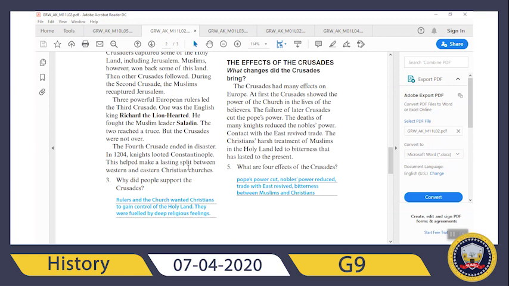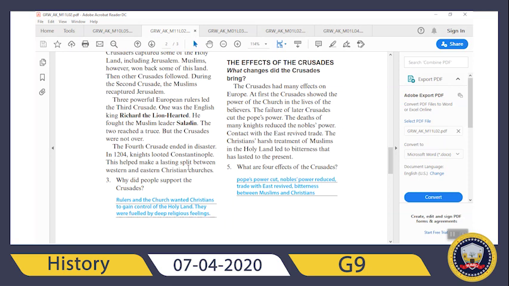So in 1204, the knights looted Constantinople, and this helped make a lasting split between Western and Eastern Christian churches.